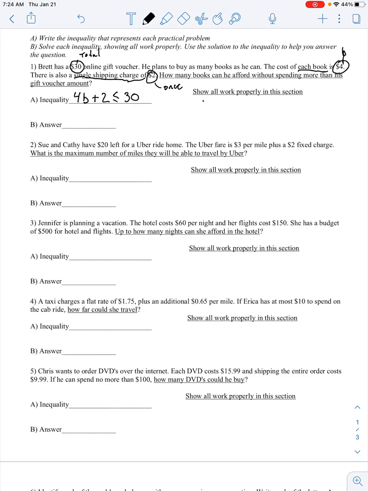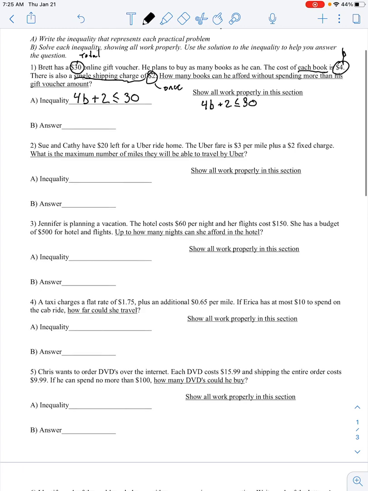Alright, so now once we have our inequality, we want to rewrite it over here or on your paper. And now we're going to use our inequality steps to solve this thing. So we've got take away 2, since 2 is being added to our stuff here. We get 4b is less than or equal to 30 minus 2 is 28. And finally, we need to divide by 4.